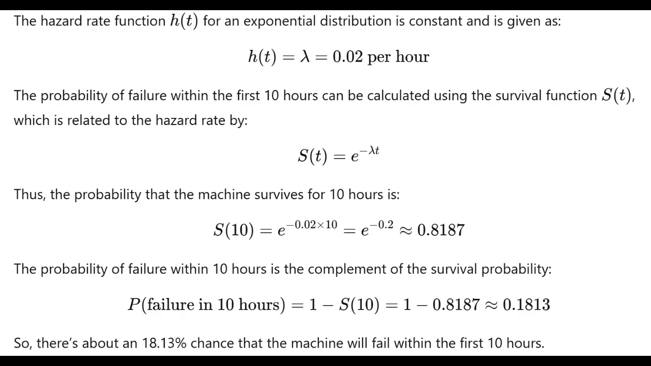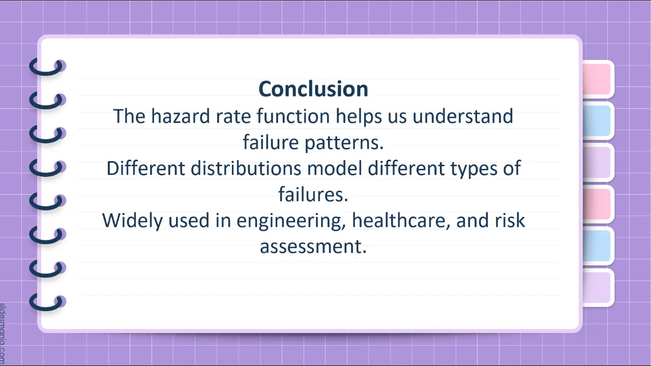This example shows how hazard rate functions, particularly exponential distributions, help us estimate failure probabilities and make decisions in fields like reliability engineering and maintenance. Therefore, the hazard rate function provides insights into failure patterns. Various distributions represent different failure types. This concept is extensively applied in engineering, healthcare, and risk assessment.